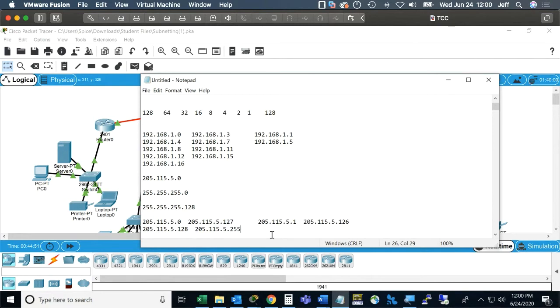Does that make sense? And we would use this subnet mask, 255.255.255.128, when we assign it to the router, because that would tell it that, oh, I'm in the first half of the network.